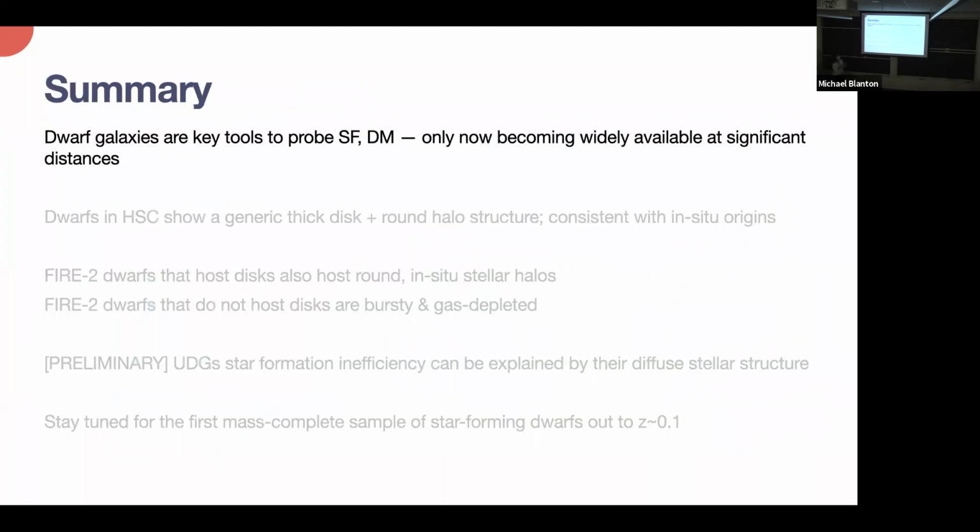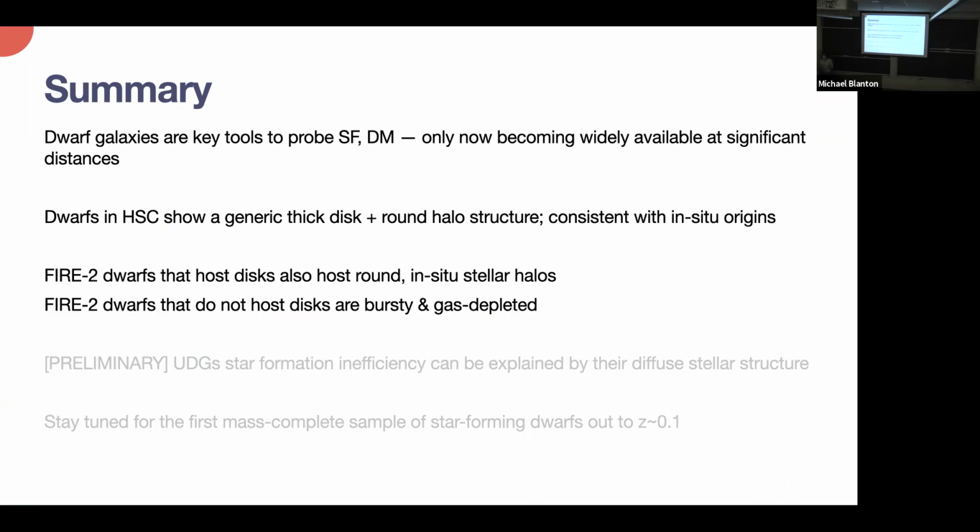Okay, and to summarize, dwarf galaxies are key tools to probe star formation and dark matter, and they're only now becoming widely available at significant distances. Dwarfs in HSC show a generic thick disk and round halo structure consistent with in situ origins. FIRE-2 dwarfs that host disks also host round and in situ stellar halos, and FIRE-2 dwarfs that do not host disks tend to be bursty and gas depleted.